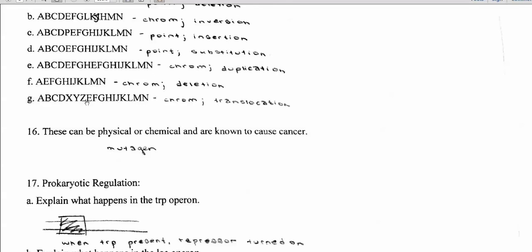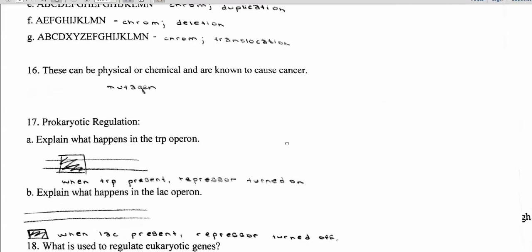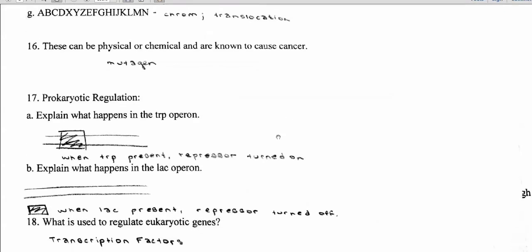Here I've got X, Y, Z, which has no place there, so it's chromosomal because it's a big chunk, a bunch of letters, and it's translocation because the X, Y, Z came from a totally different chromosome. Something that causes cancer, which can be physical or chemical, is a mutagen.